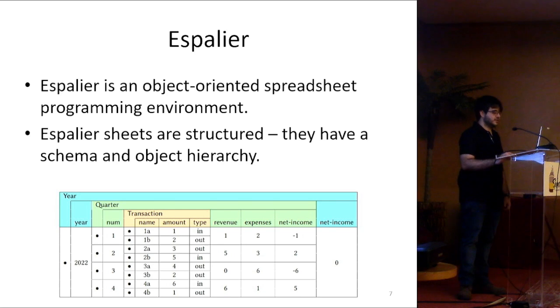This is a spreadsheet in a framework called Spalier. Spalier is an object-oriented spreadsheet programming environment. Each cell is in an object, and the objects have a hierarchy, and each object has contained objects and fields. So there is a schema which defines the hierarchy and the fields.